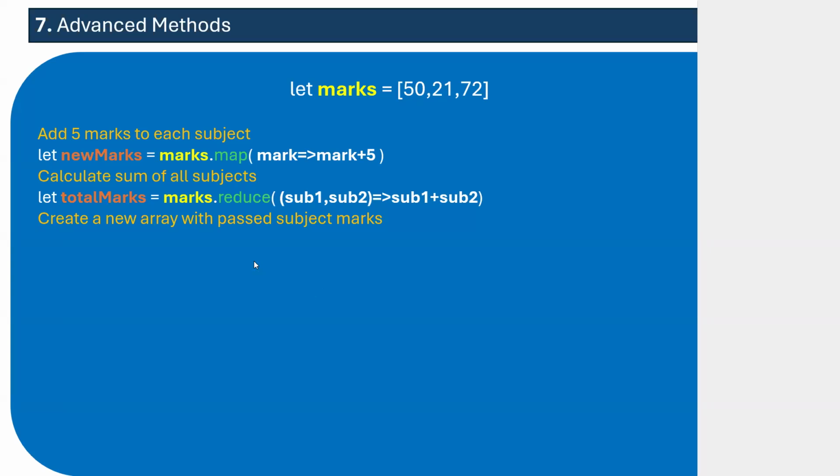Guys, tell me what will be the elements in the new array? 50, 72. Correct. So that's what your filter will do. You need to focus on the condition. Marks dot filter, each mark, and you're checking marks is greater than 35. Now, if you print your pass marks, it is 50 and 72.